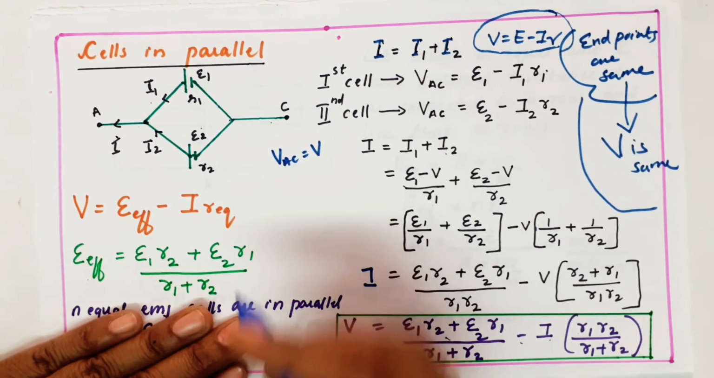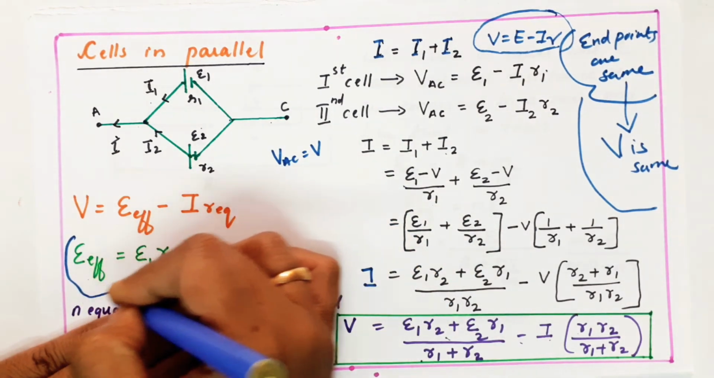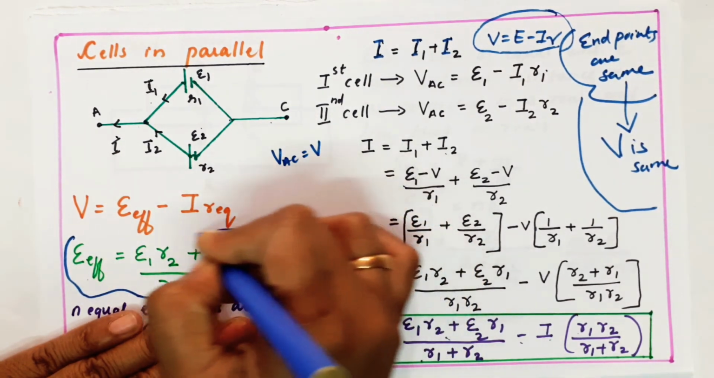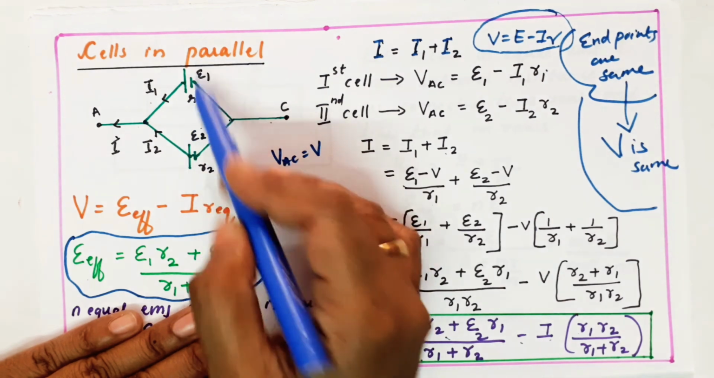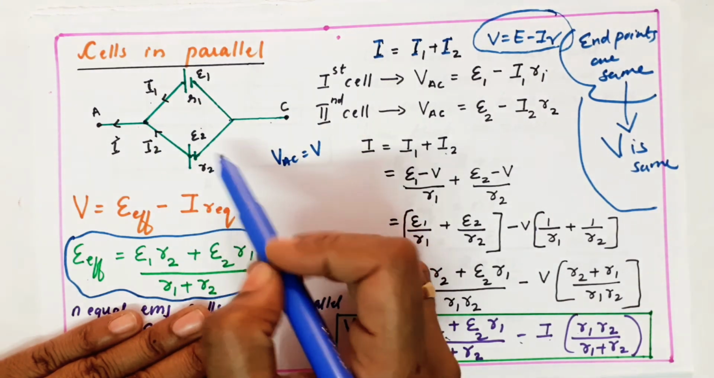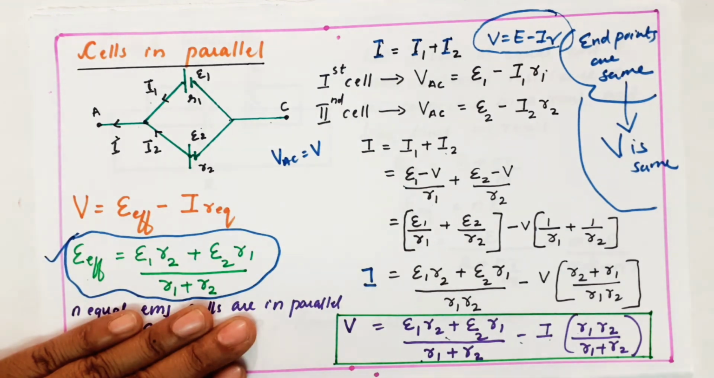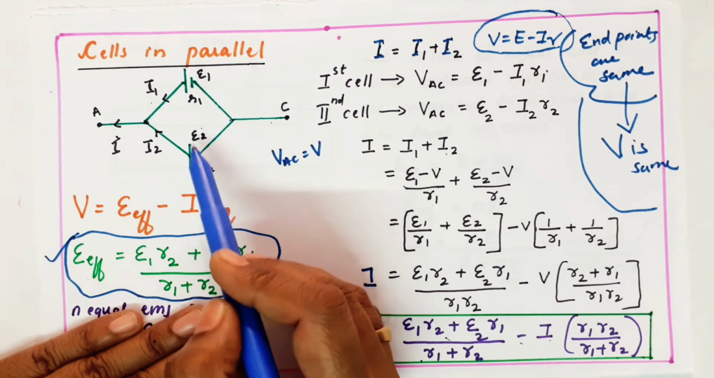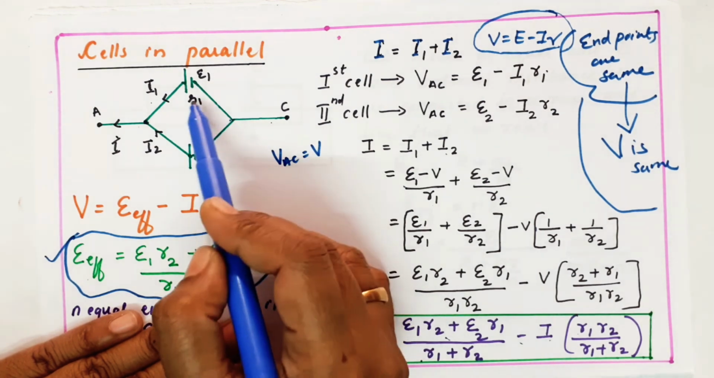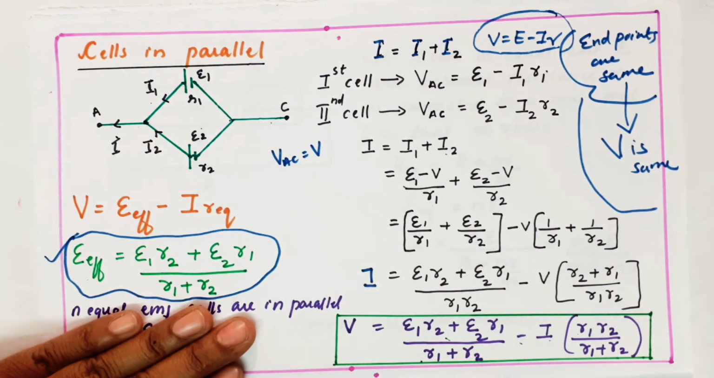Clear? So this is the very important equation. When two cells of different EMF and different internal resistance are connected in parallel, what should be your effective EMF? Your effective EMF should be (E1 R2 + E2 R1) divided by (R1 + R2). That will be your effective EMF.